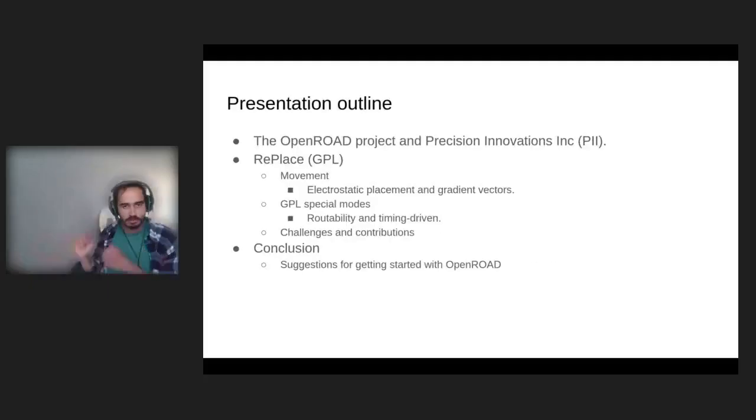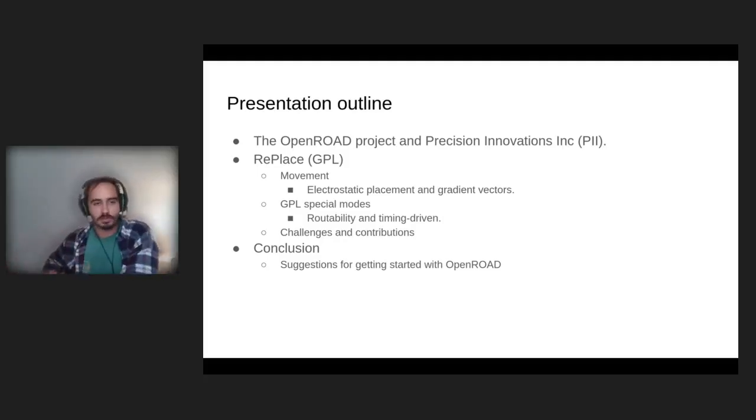Okay, so this is an outline of what I'm going to talk about. I'm going to initiate by talking about the OpenROAD project and its difference from Precision Innovations Inc. Then I'm going to talk about RePlace, or GPL, as we also call it, from Global Placement, GPL. I'm going to try to explain how instances are moved inside of the algorithm, the electrostatic placement, and the gradient vectors involved. GPL also has special modes for routability and time-driven modes. Some challenges and contributions to the tool, and some conclusions with suggestions if people want to get started with OpenROAD.